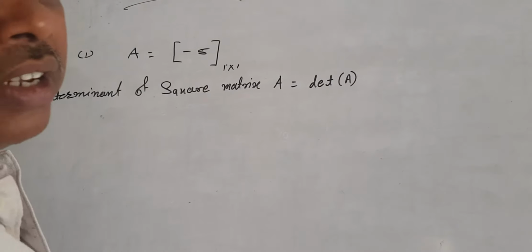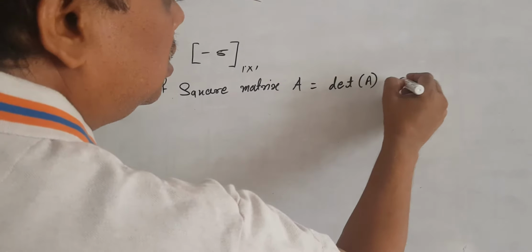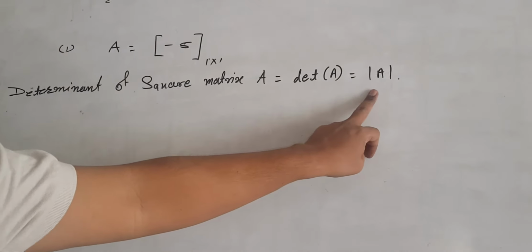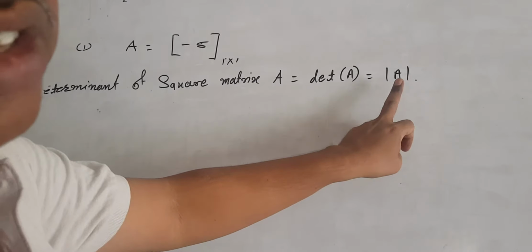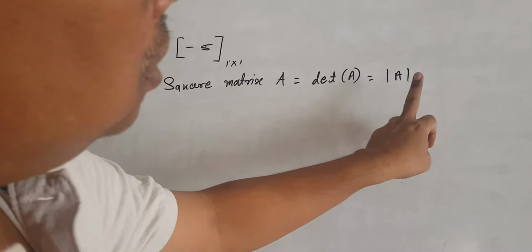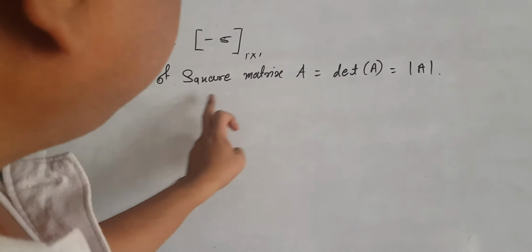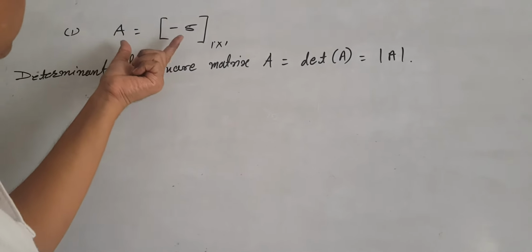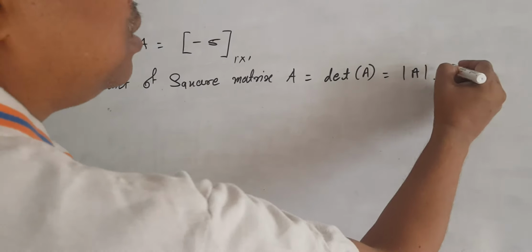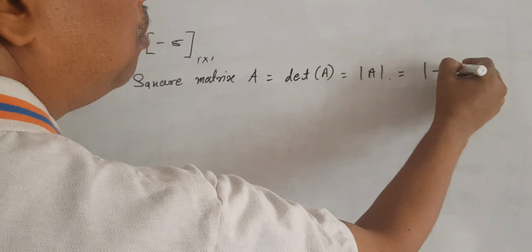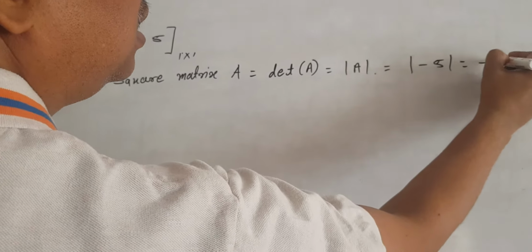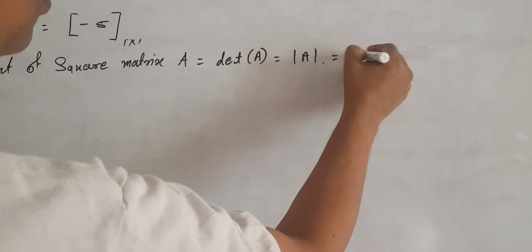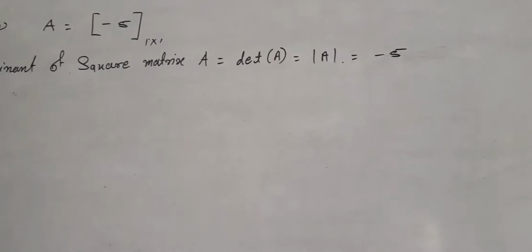You can represent it like this or this way. This is not the modulus of A, but this is the determinant of the square matrix A. Now what is the determinant of this square matrix? So you can say minus 5. That we write as such, otherwise that would be 5.